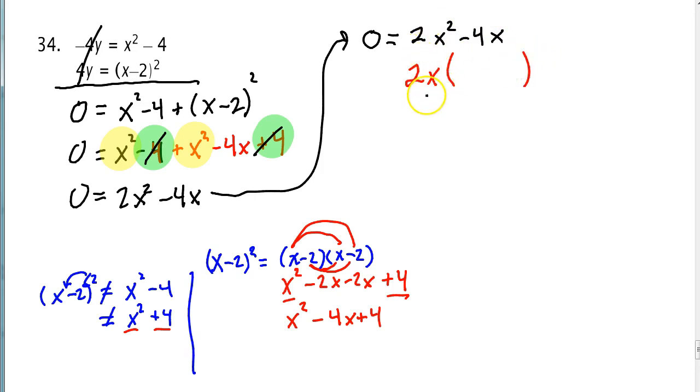Right, left over inside, so 2x times what is 2x squared? That's just x. 2x times what is -4? Right, that'd be -2. And those both equal 0. So with the zero property of multiplication, if these two multiply and equal 0, that must mean that either one or both equals 0.